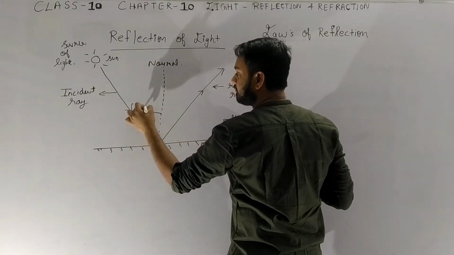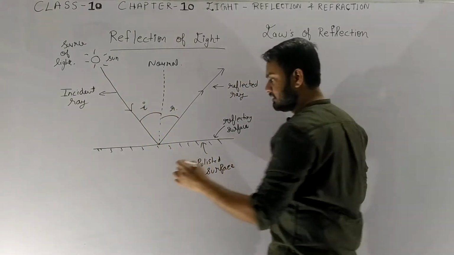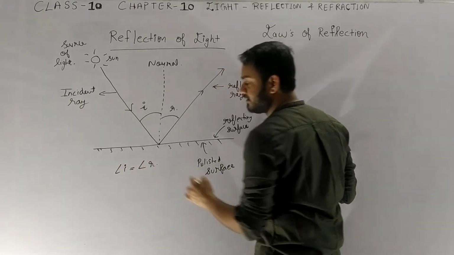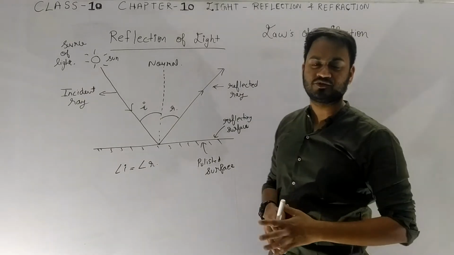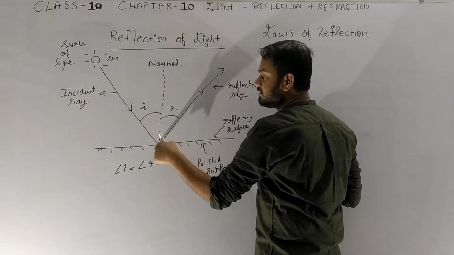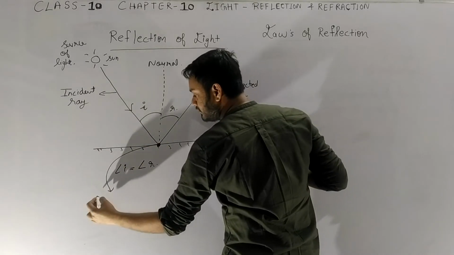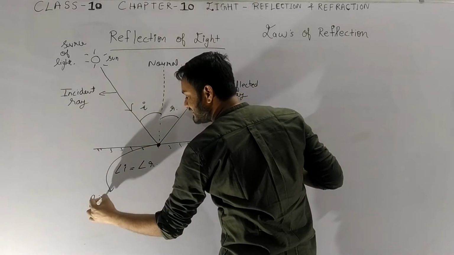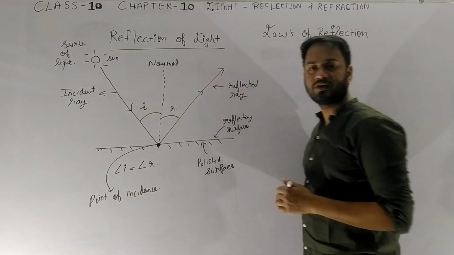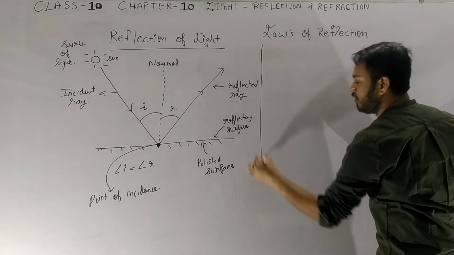So this is angle of incidence and this is angle of reflection, and here it is always angle I equals angle R, that is the angle of incidence is always equal to angle of reflection. And there is another point, this point where the incident ray, normal and reflected ray meet. This point is called the point of incidence. Here we conclude that there are two laws of reflection.